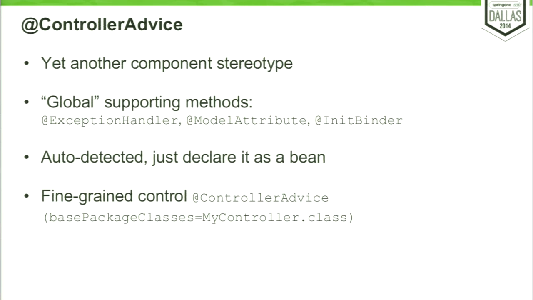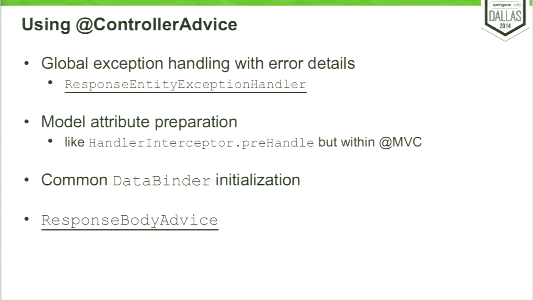And in addition to making it global, it's also possible to provide more fine-grained indication of which controllers it should apply to. So for example, here you see pointing to a class in order to indicate that that's the package or the packages that we're interested in. We're going to be applying controller advice to those specific classes. And there's a few other ways to do it as well.